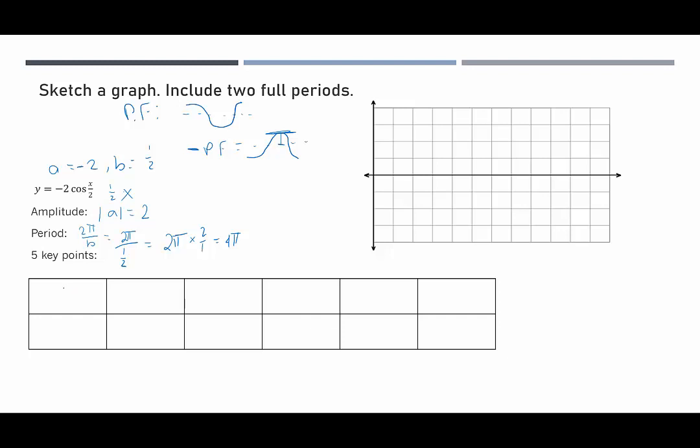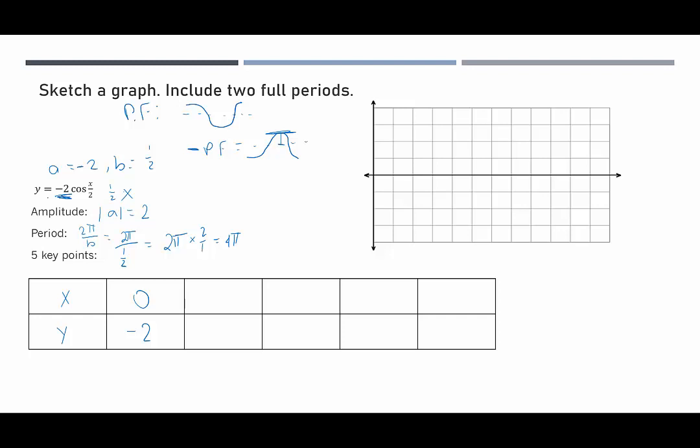What are our 5 key points? We have x and y. Now, here's where things get a little bit tricky with cosine. Cosine should start at 0, 1, right? It should start at the maximum. But because we have a negative, we're starting at the minimum. And where's the minimum going to be? It's going to be at -2. So we're starting at 0, -2. We're starting at that minimum. And we get to kind of cheat because there's no vertical transformation. This is where we're starting, is -2 on the y. And again, if you are worried that you're going to mess this up, what is cosine of 0? Cosine of 0 is 1, and 1 times -2 is -2.